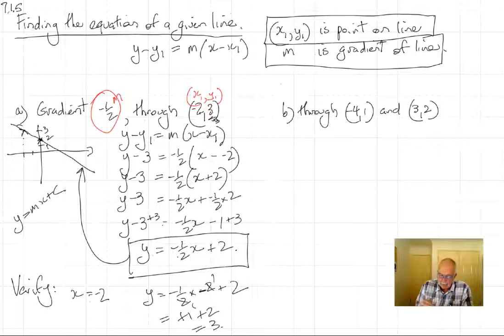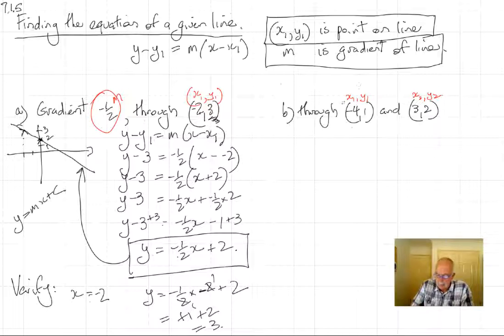Let's have a look at this one over here. Well, what are we given? We want to use this rule, and we can make either one of these our x1, y1. So why don't we do this one? We'll make this one x1, y1, and I'll make this x2, y2.